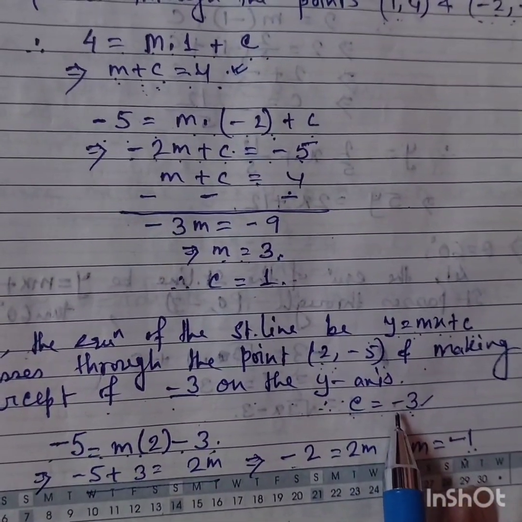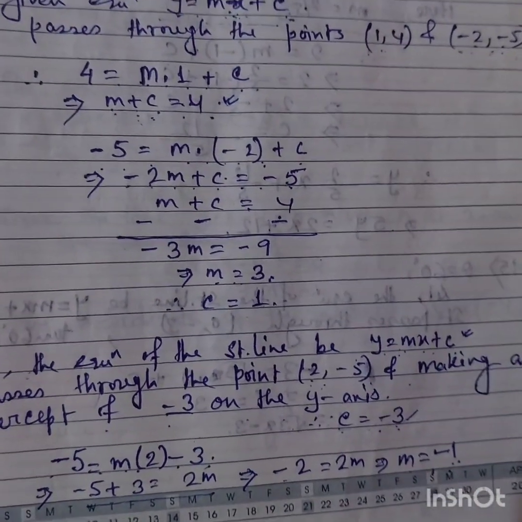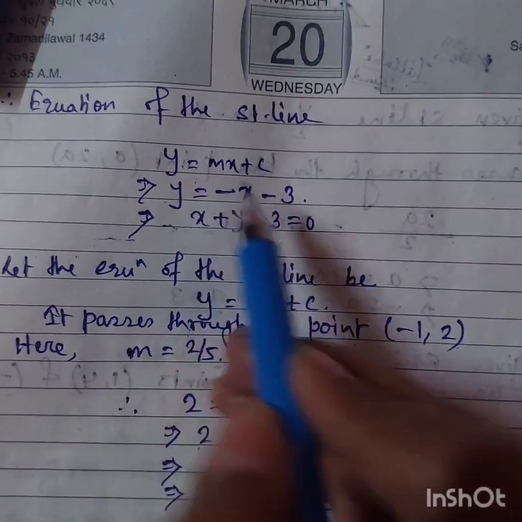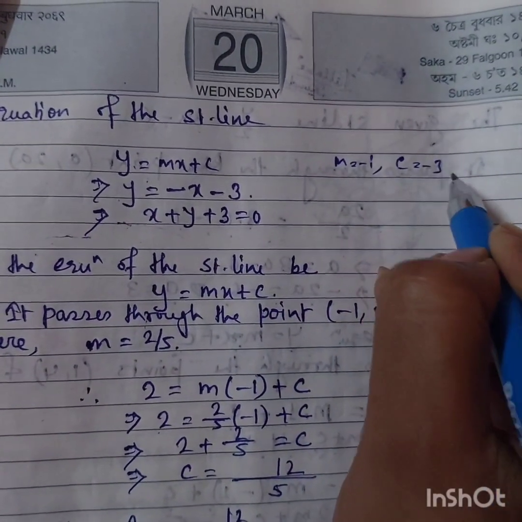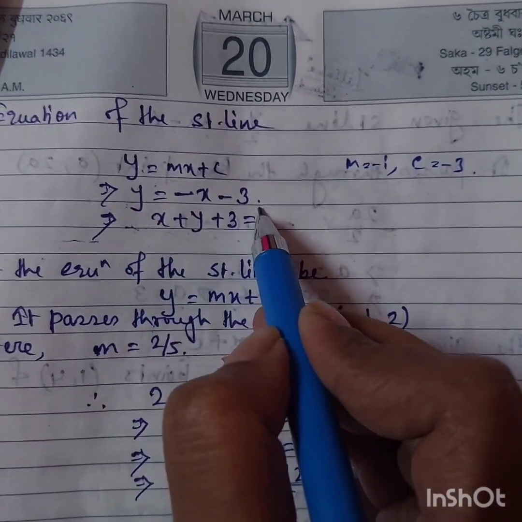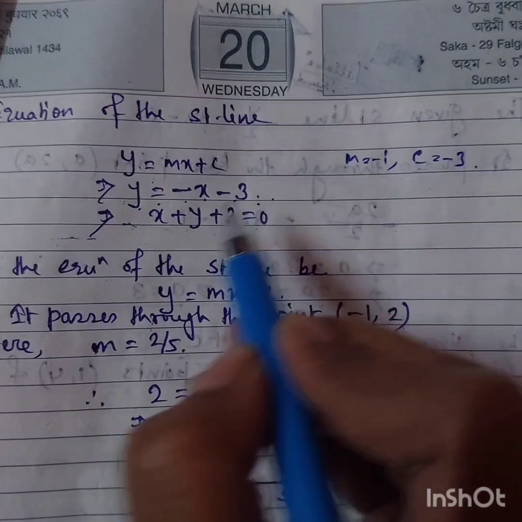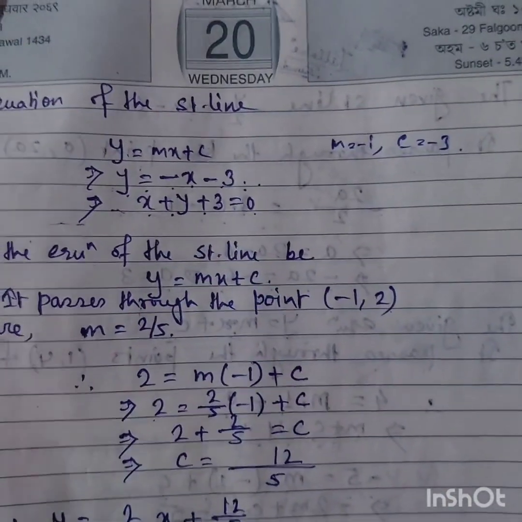Now put the value of c and the value of m in this equation, then you will get the required answer. After putting the value of m, that is -1, and the value of c, that is -3, we get this equation, that is y is equal to -x minus 3, that means x plus y plus 3 is equal to 0.